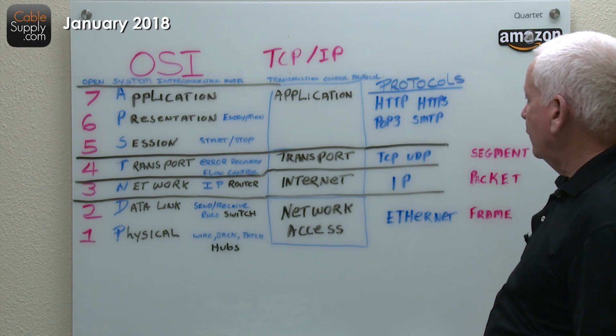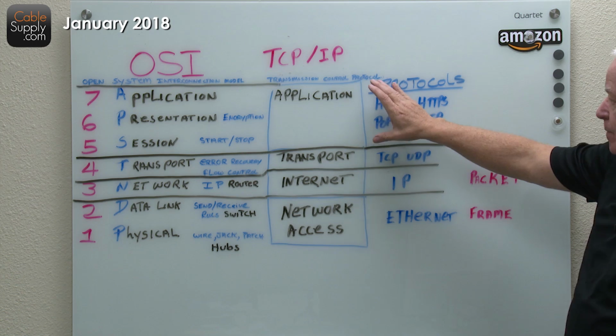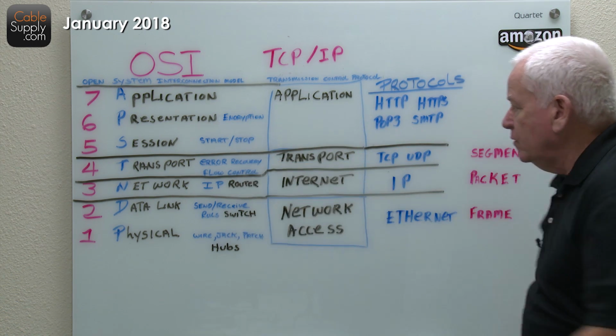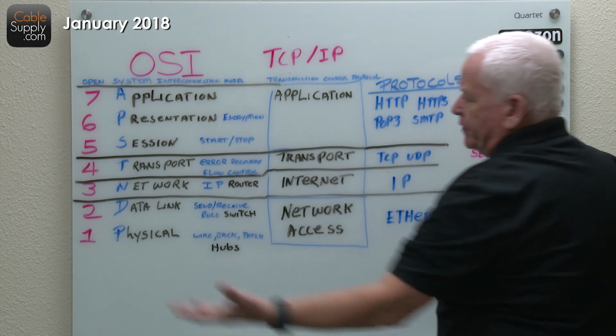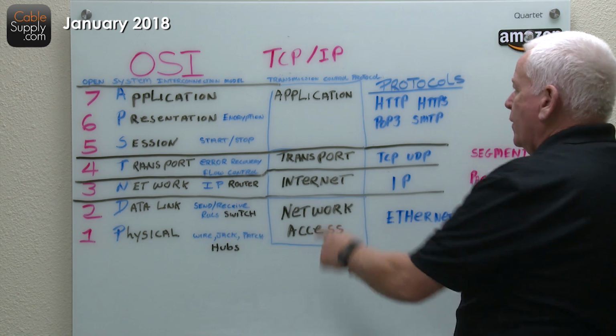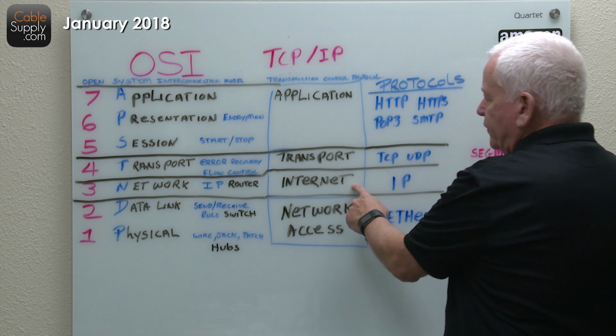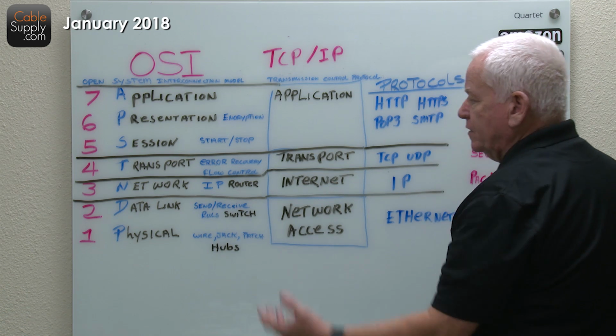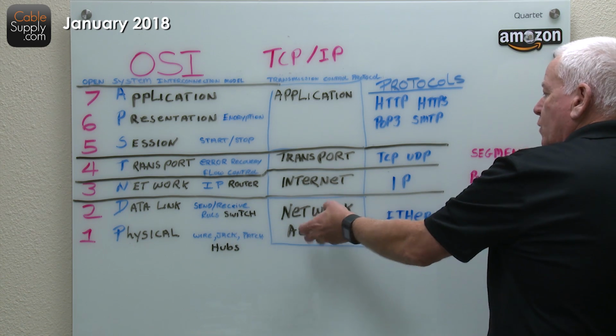So I broke it down a little bit here and showed you how they relate to each other. So, layer 4, transport, that's obvious, okay? Layer 3 we call network, but TCP/IP calls it Internet. And then, of course, it combines these two: the data link and the physical is network access.